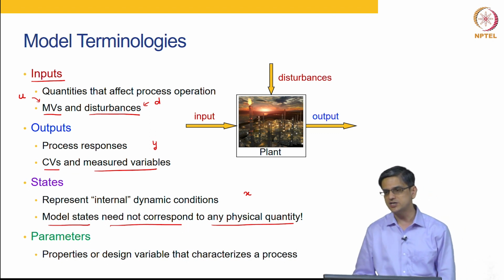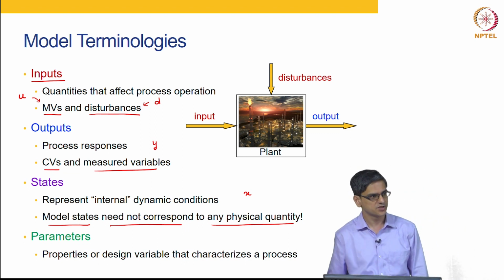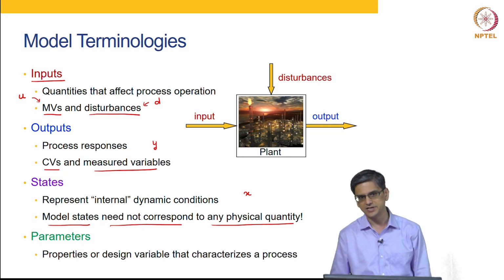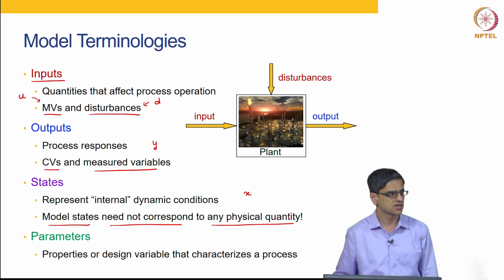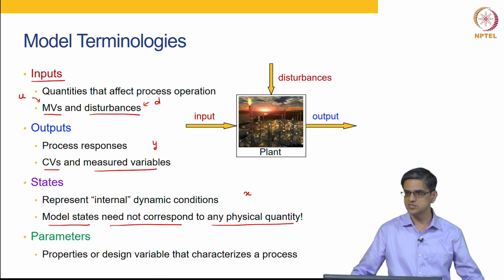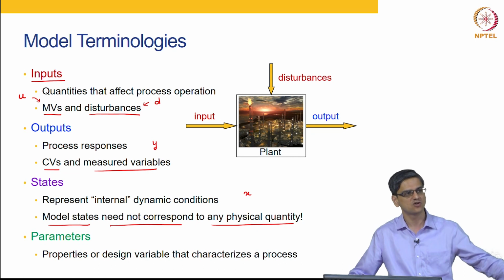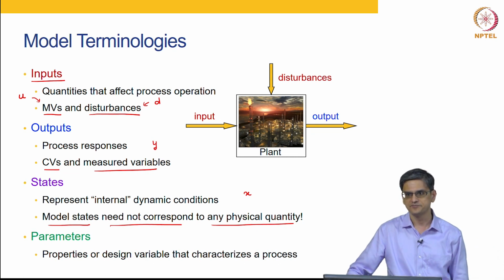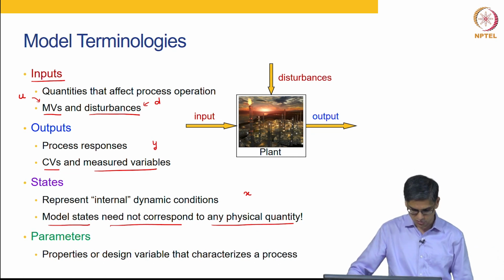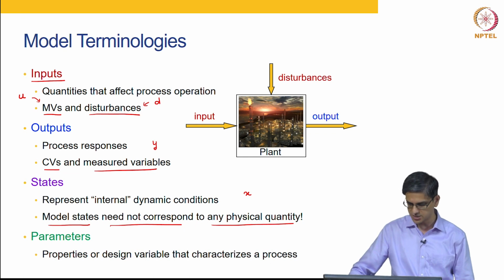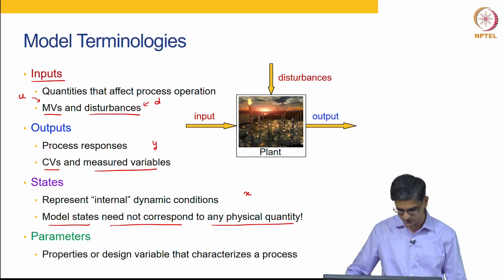Likewise, you can do transformation. We talked about linear transformation last week, right? We talked about change of basis and all that. If you do change of basis, your states would be linear combinations of what you originally started off with. So, that is also possible. So, state need not correspond to a physical quantity.